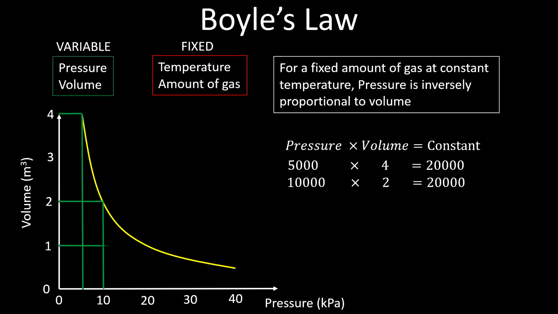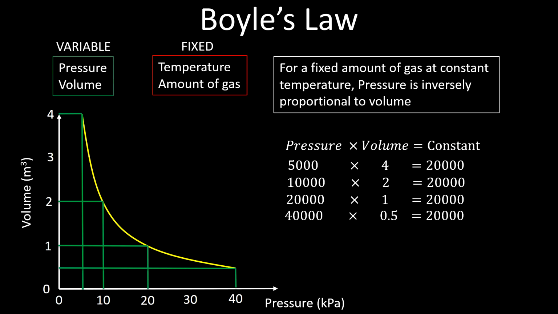We could keep going. We halve the volume again to 1, double the pressure to 20,000, halve the volume to 0.5, double the pressure to 40,000. All of those pairs of pressures and volumes give us the same constant. That's what defines that curve on the graph. Okay. So if you were asked to do that, you could use that technique. You could also be given data in a table and asked to fill that in.